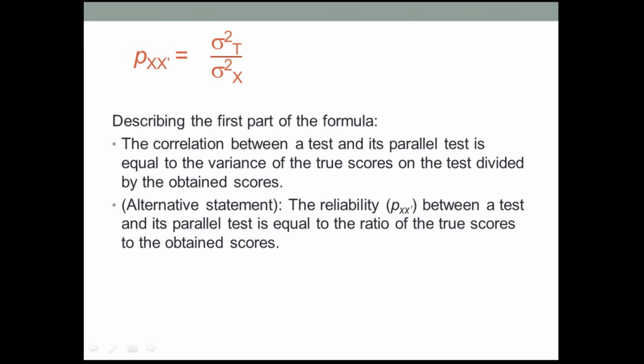Here's another one. The population correlation between a test and its parallel test is equal to the variance of the true score over the variance of the obtained score. And alternatively, once again, there are multiple ways sometimes of reading these formulae. The reliability between a test and its parallel test is equal to the ratio of the true scores to the obtained scores.